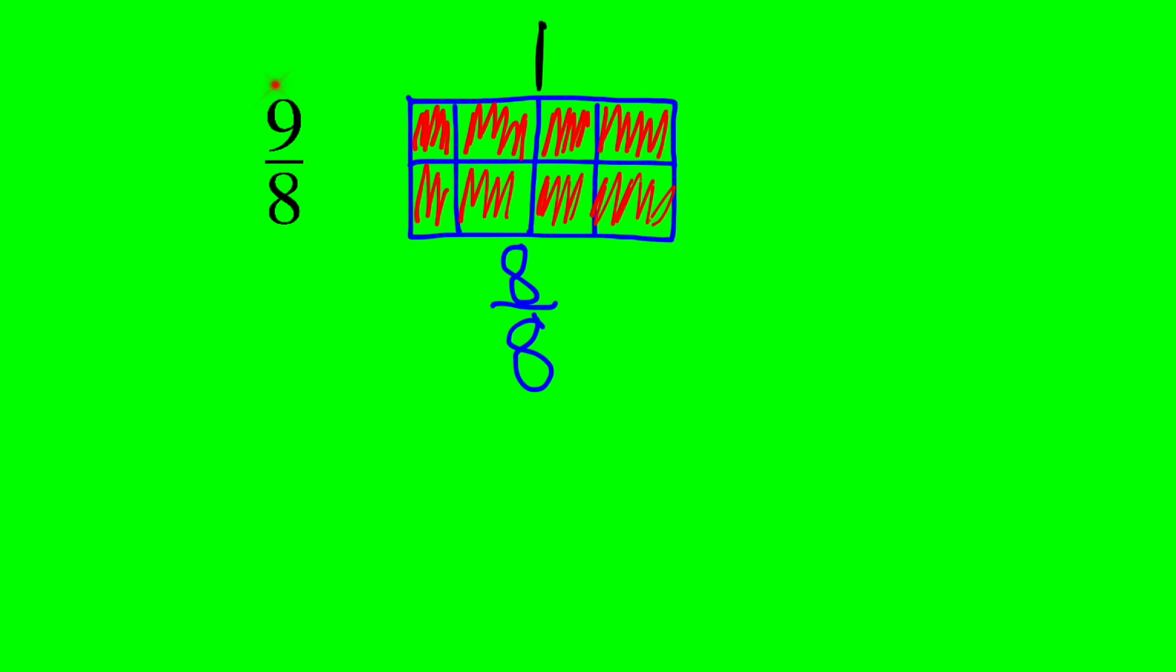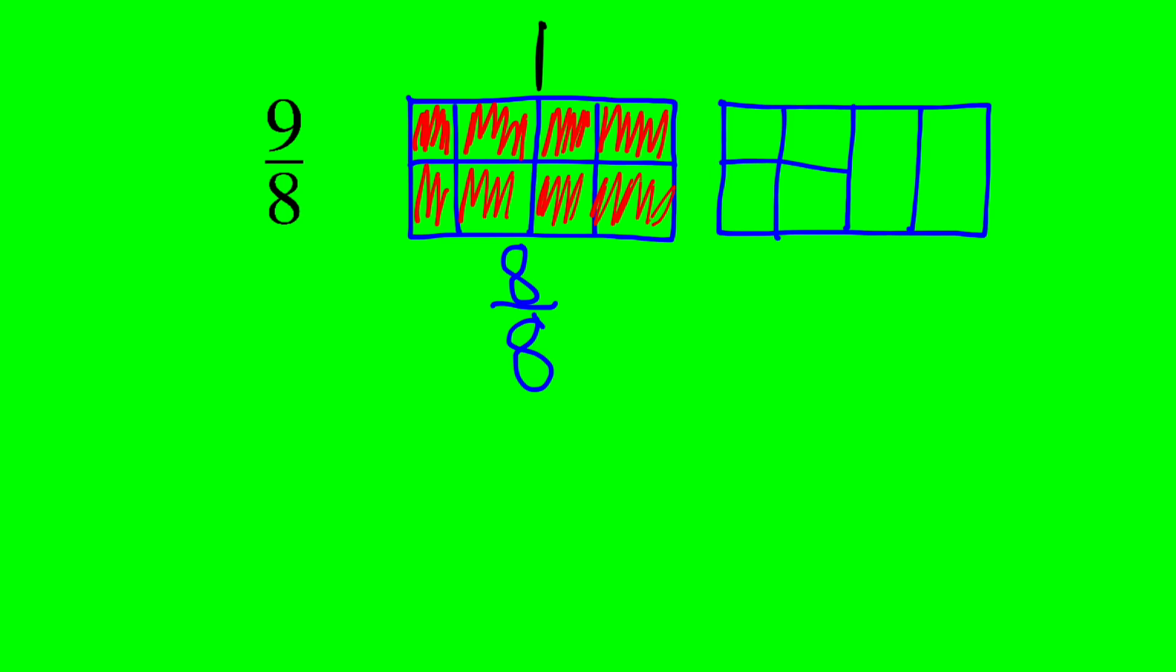Now I need to have 9 parts shaded, so I need to draw another rectangle. Cut it in half. And this time I only need to shade in 1 of them, because that's 1 out of 8, and together that's going to be 9 out of 8. I have a total of 8 plus 1, 9 parts shaded. So my improper fraction would be 9 parts out of 8.